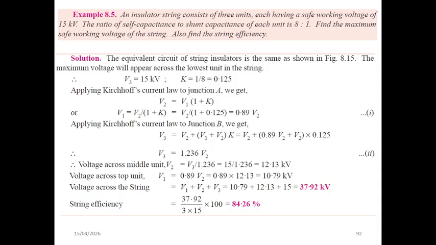By using KCL at junction A, we will have this equation. I just want to skip again to explain all of this. So by using these two KCL equations at junctions A and B, we can find V1, V2, and finally V. String efficiency also can be easily calculated.